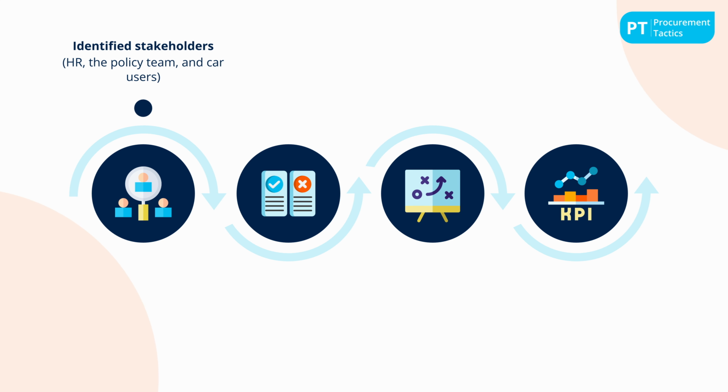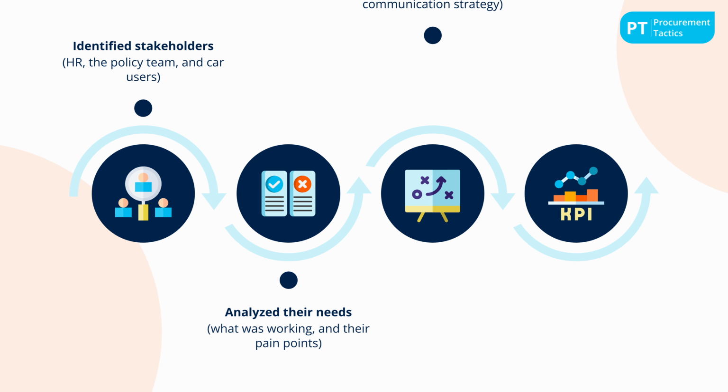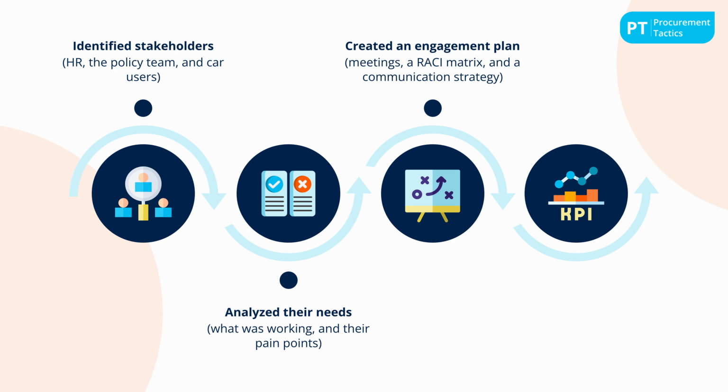Remember the example from the first lesson about the TCO strategy for corporate cars? That's a great case where we followed all the steps of the cycle. We identified stakeholders like, for example, HR, the policy team, and car users from across the business. We analyzed their needs, understood what was working and what the pain points were, and we created a clear engagement plan with ways of working, regular meetings, a RACI matrix, and a communication strategy. And we actively monitored the project and shared progress through KPIs. Because every step of the cycle was done properly, we reached our goals and delivered success.